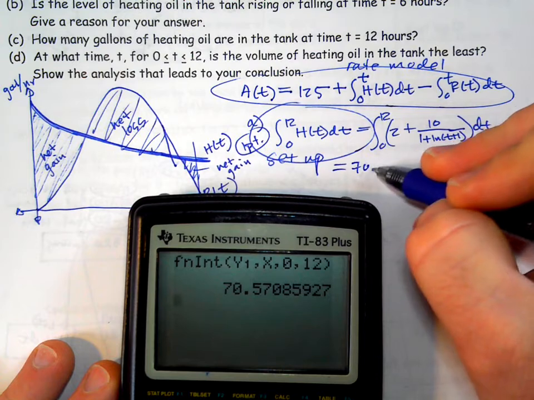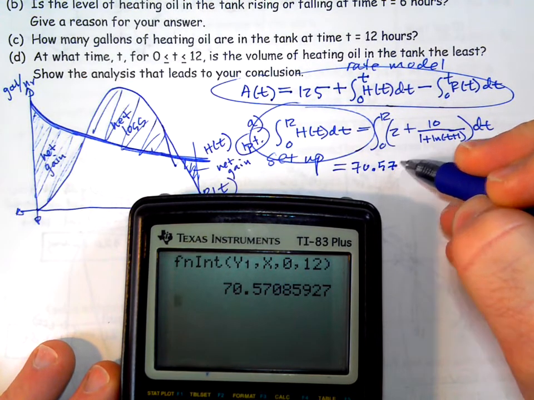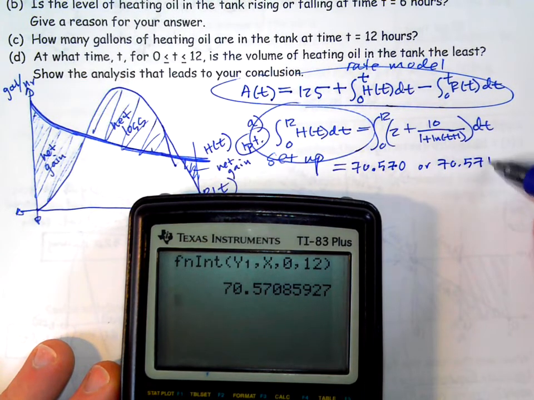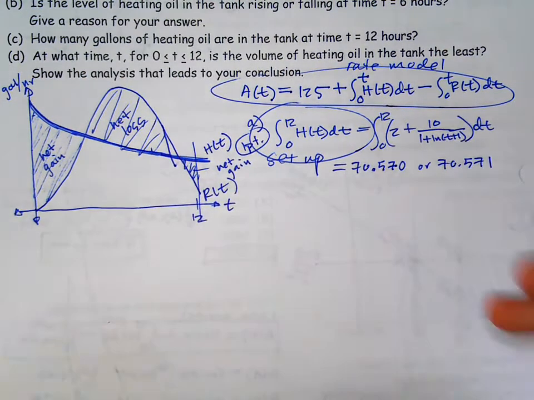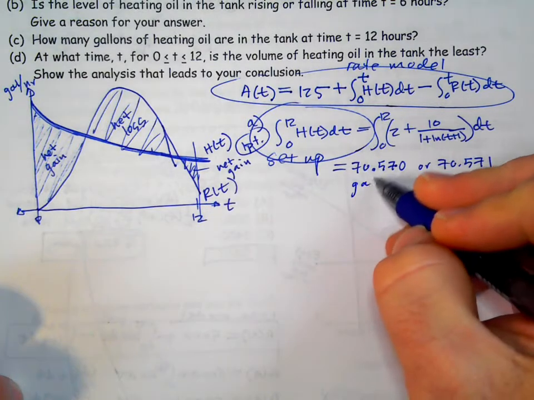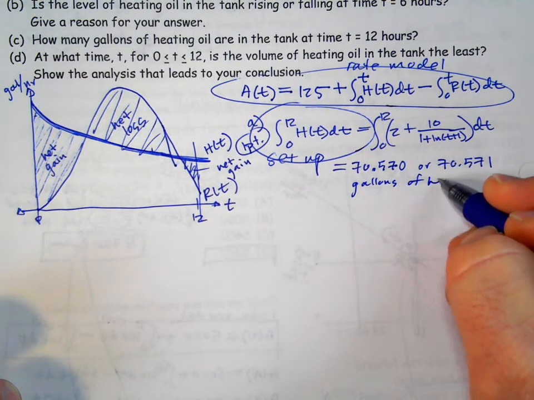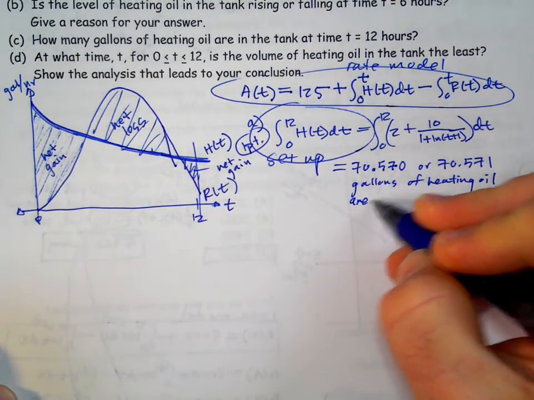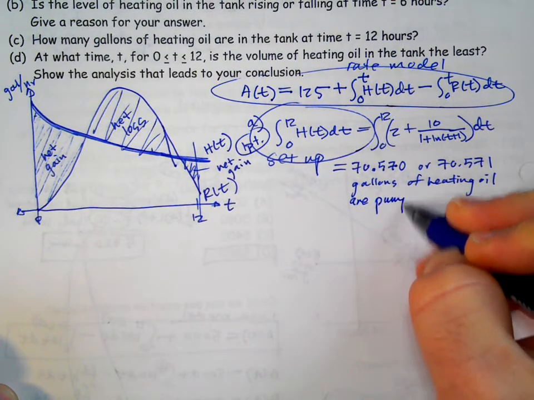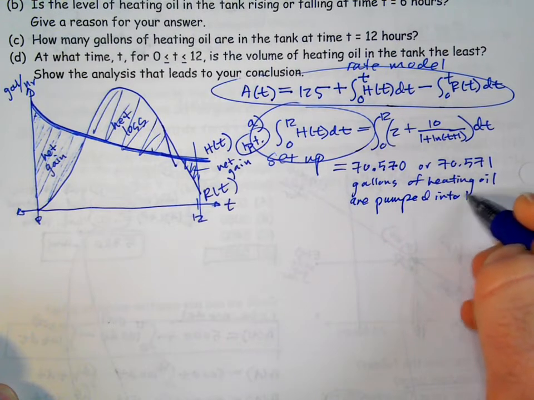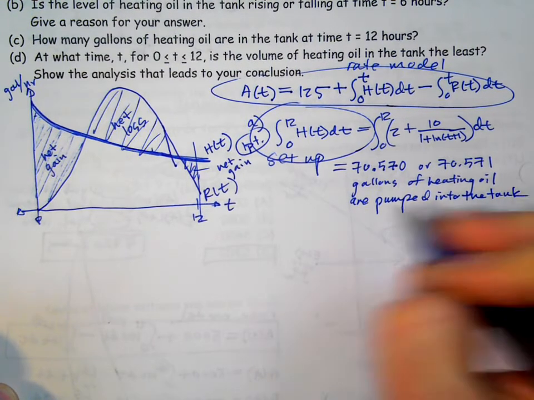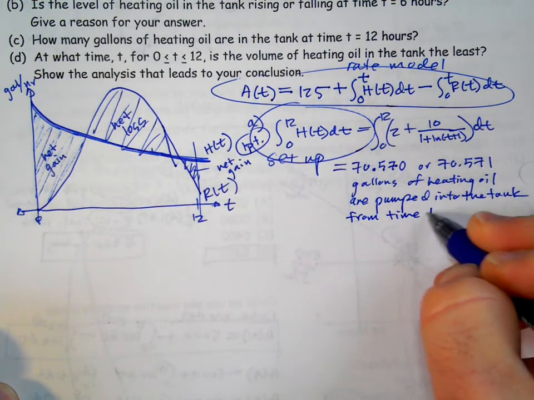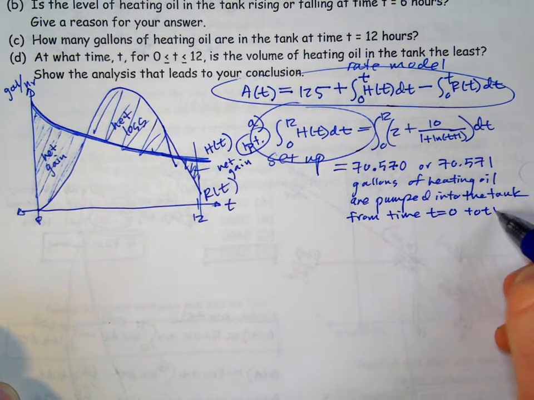And we get 70.570 or 70.571. Just give me one of those answers. And maybe we could say gallons of heating oil. So that's units. Gallons of heating oil are pumped into the tank from time t equals 0 to t equals 12 hours.